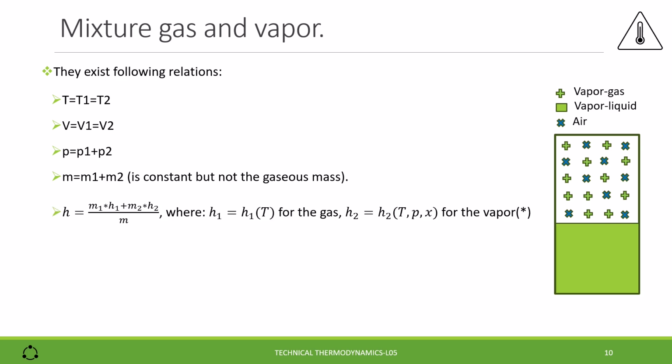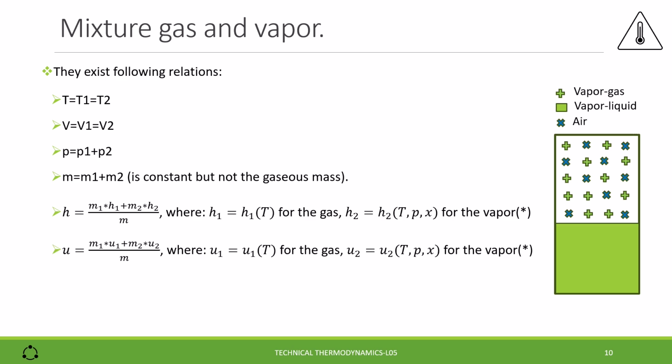The enthalpy of the mixture is the weighted average of the enthalpies of the two fluids, where the weights are the masses. The enthalpy for the gas is a function of the temperature, and the enthalpy for the vapor is a function of temperature, pressure, and/or the steam quality, and similar relations can be found for the internal energy and the entropy.